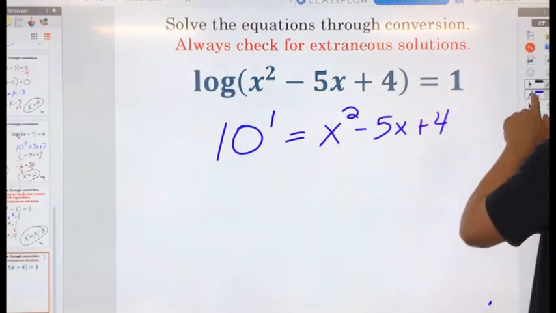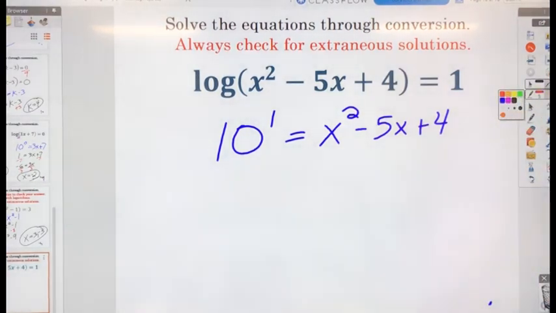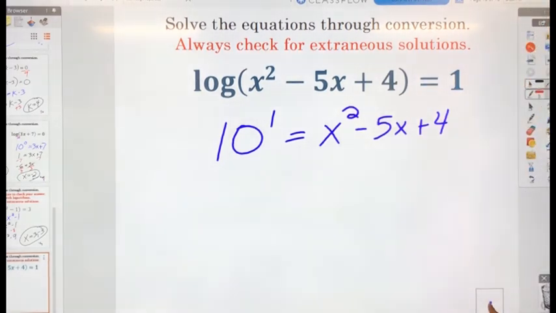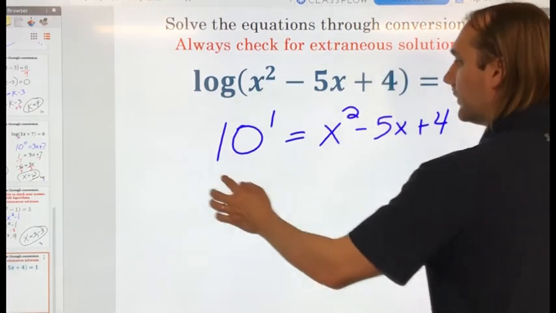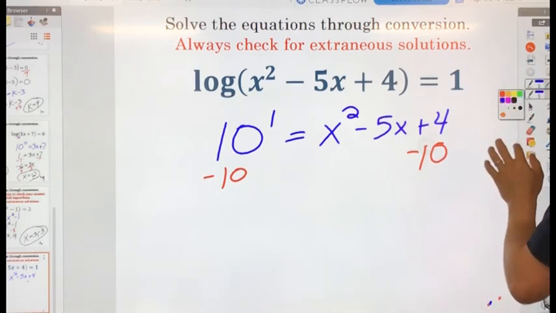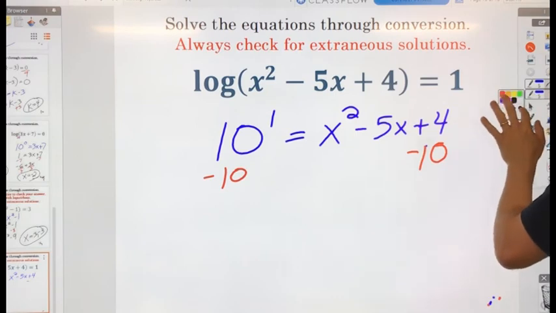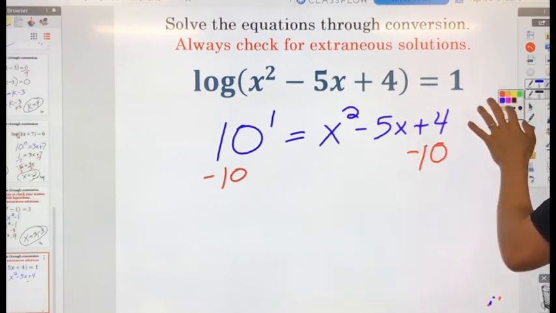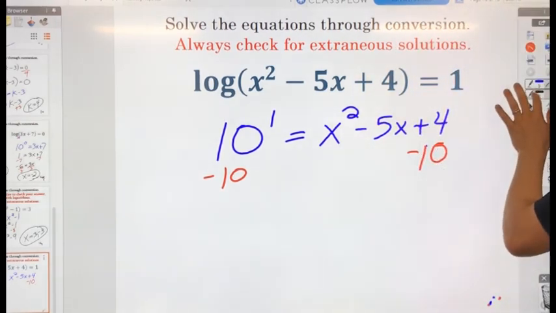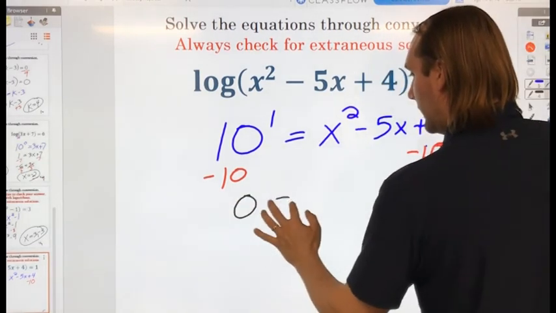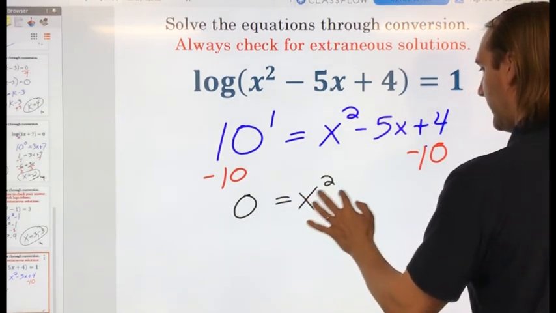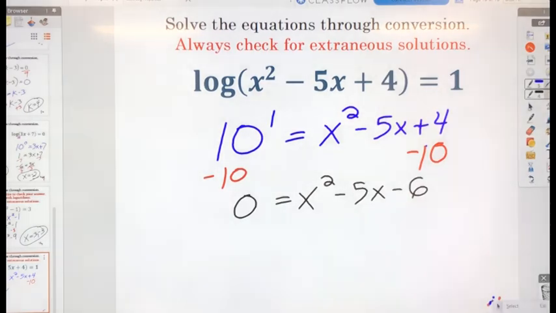I see that I have a quadratic, which means my next step should be solving for x. What should I do before I solve that equation? Set it equal to 0. Subtract 10 on both sides. Still having some technical issues here. There we go. 0 equals x squared minus 5x minus 6. All right, we're almost done.